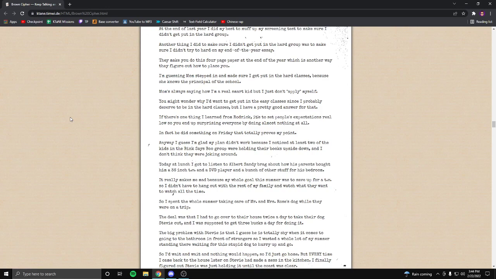Anyway, I guess I'm glad my plan didn't work because I noticed at least 2 of the kids in the Bink Says Boo group were holding their books upside down, and I don't think they were joking around.